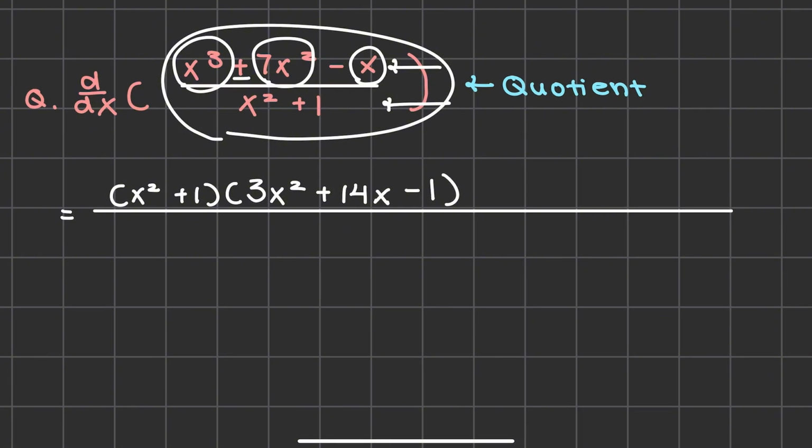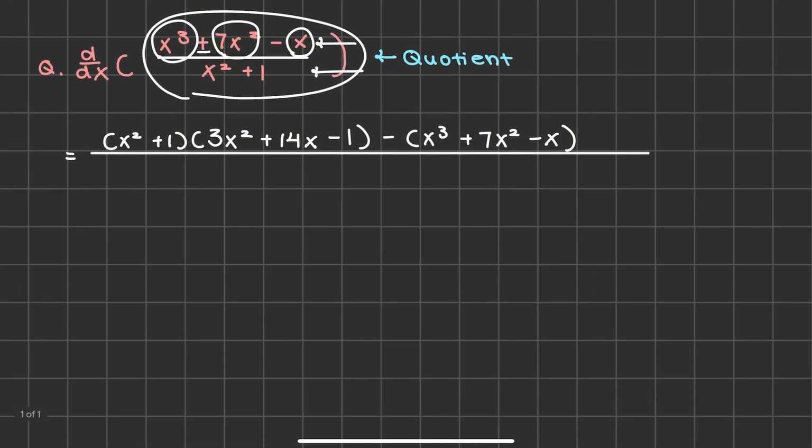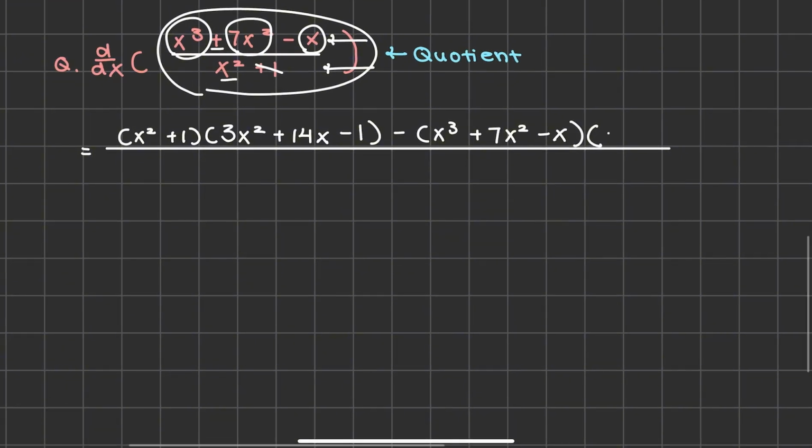Okay, what about the next one? Low d high minus high d low. So high is just the numerator repeated. D low: the derivative of the denominator. Once again, we just have to get rid of the 1 here because it's simply a constant, and x squared derived is simply 2x. And that entire thing over low squared, so x squared plus 1 squared.